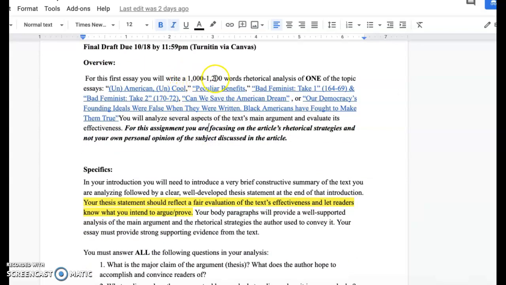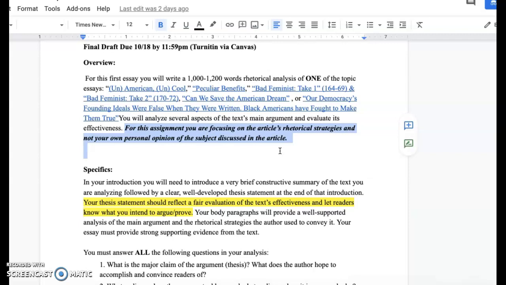So this is a 1,000 to 1,200 word rhetorical analysis of only one of the articles listed on your prompt, okay? Only one. Not all of them. Don't combine multiple of them, just one. You will analyze aspects of the text's main argument and evaluate the argument's effectiveness, right? So I put this in bold and even focus on it. For this assignment, you will be focusing on the article's rhetorical strategies and not your own personal opinions of the subject discussed in the article.